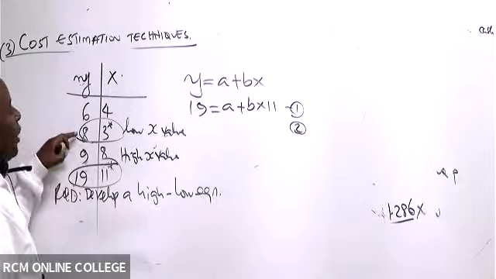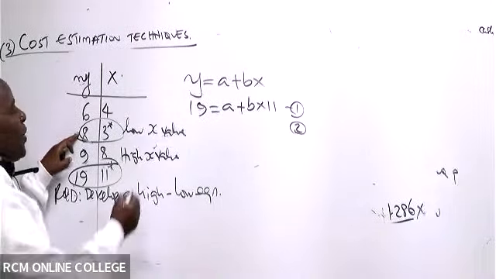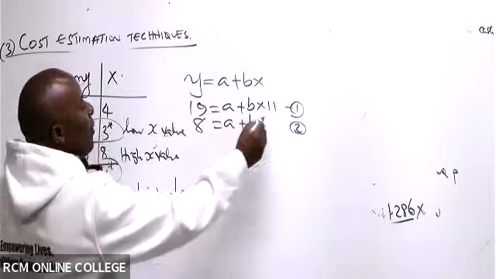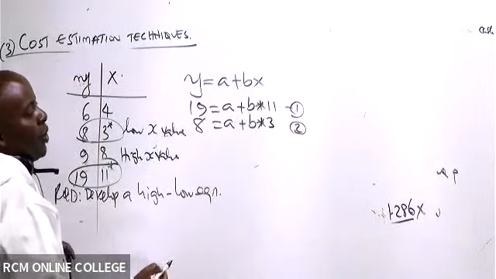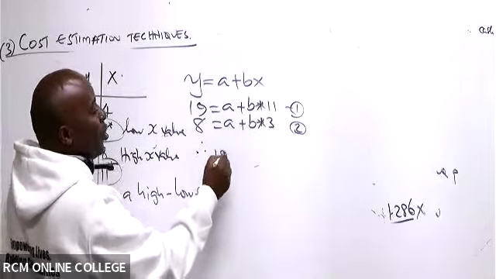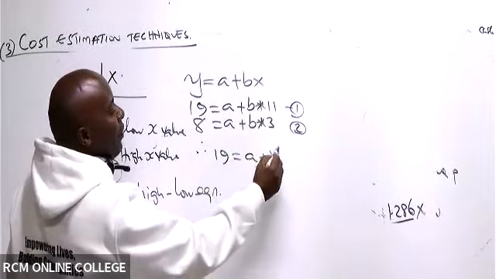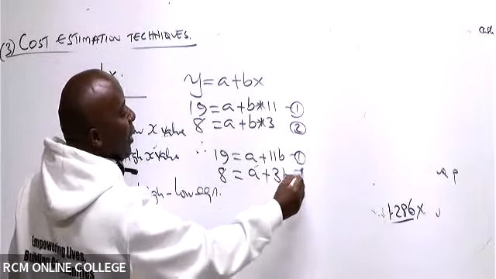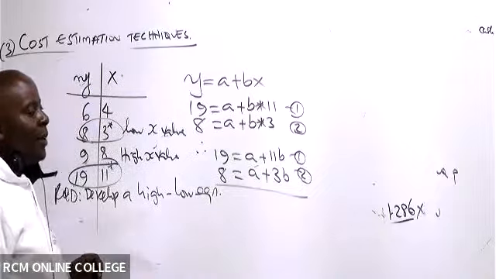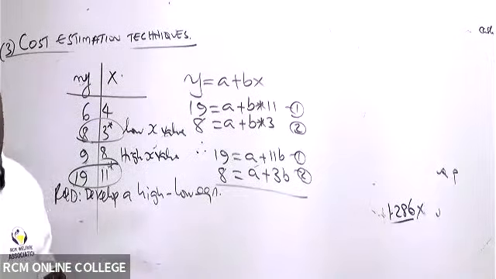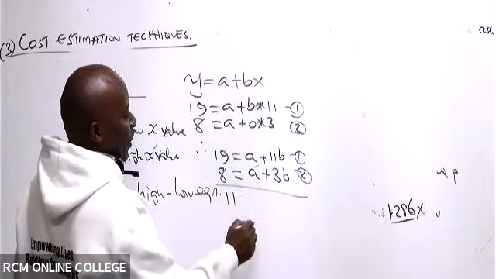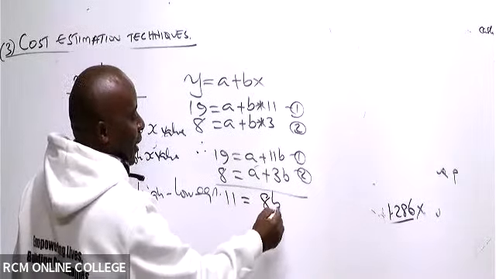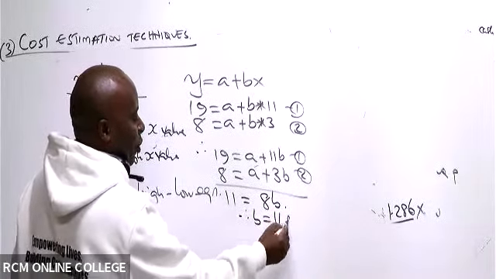Equation number 2, now with the low, y is 8 equals a plus b times 3. So then you simplify this. 19 equals a plus 11b, equation 1. 8 equals a plus 3b, equation 2. So 19 minus 8 gives us 11, a disappears, and 11 minus 3 gives me 8b. Therefore b will be 11 over 8.